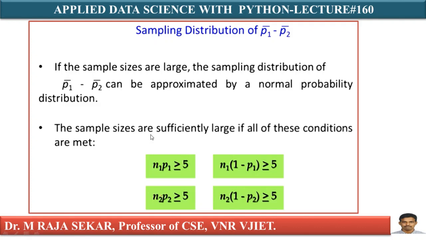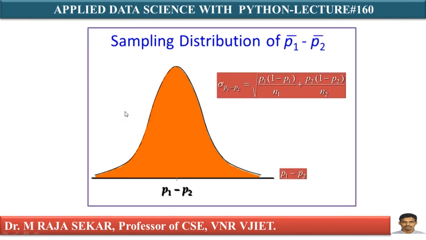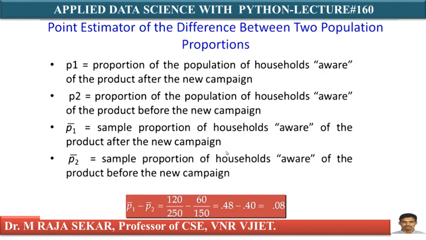It's simple language. Here the conditions are n1 p1 is greater than or equal to 5, and n1 into 1 minus p1, which I can say is n1 q1. I request you to go through this slide. First, this P1 bar minus P2 bar follows a normal distribution. We will try to understand this concept after a few seconds.